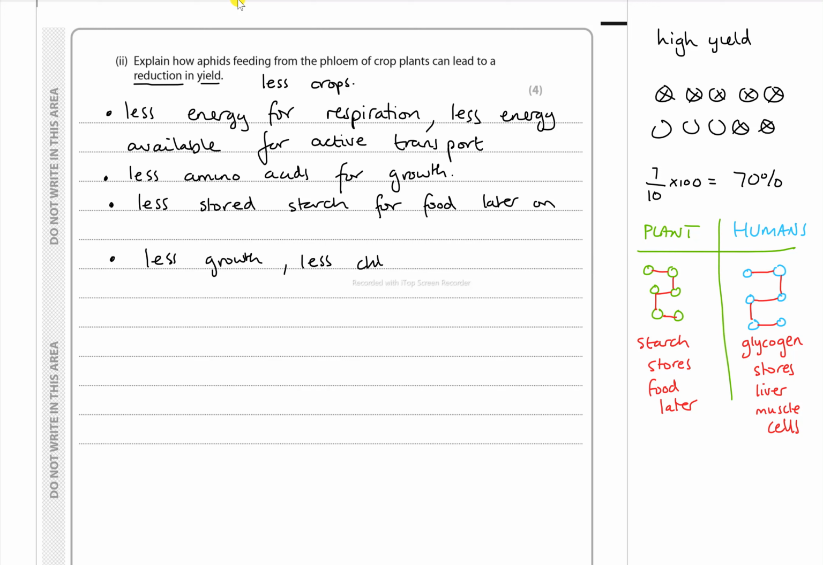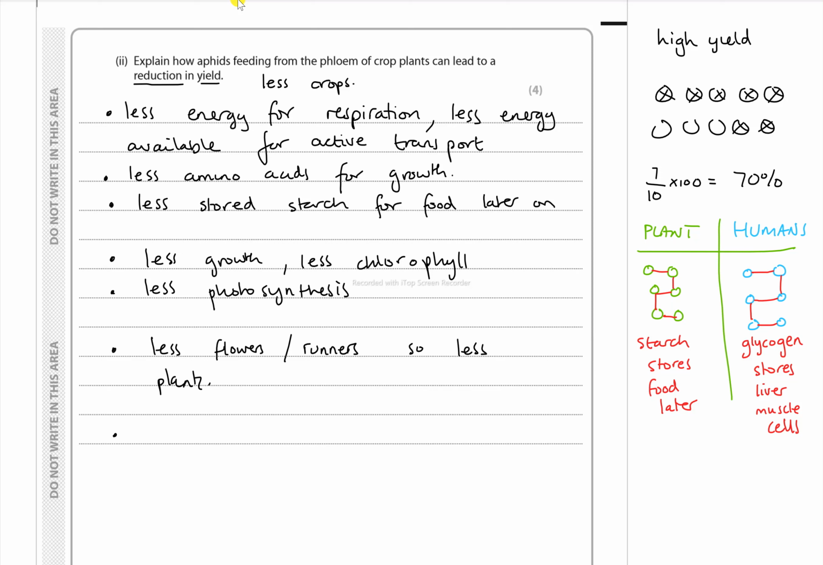less chlorophyll. So as a knock-on effect, less photosynthesis taking place. If there's less photosynthesis, there's less growth. So what does that mean? That there's going to be less flowers or asexual reproduction like runners or tubers. So less plants.